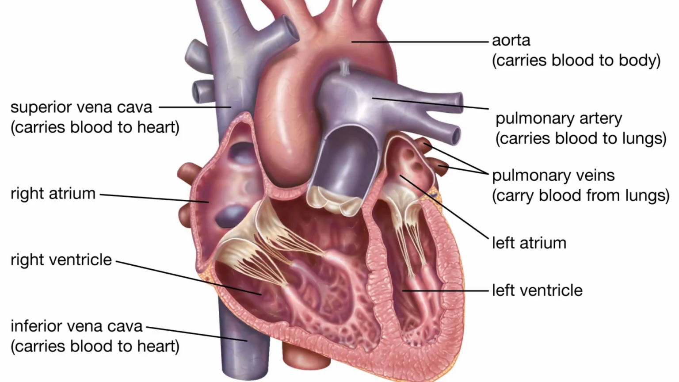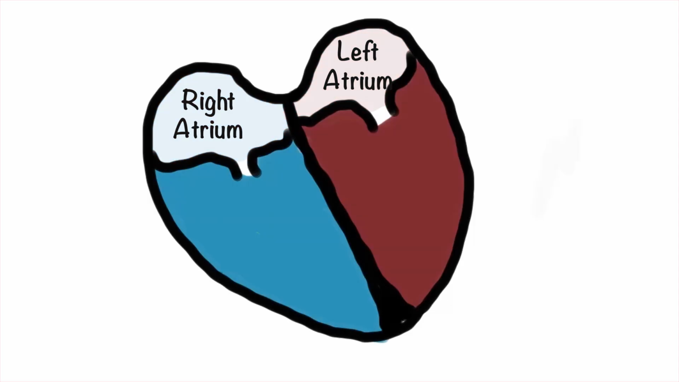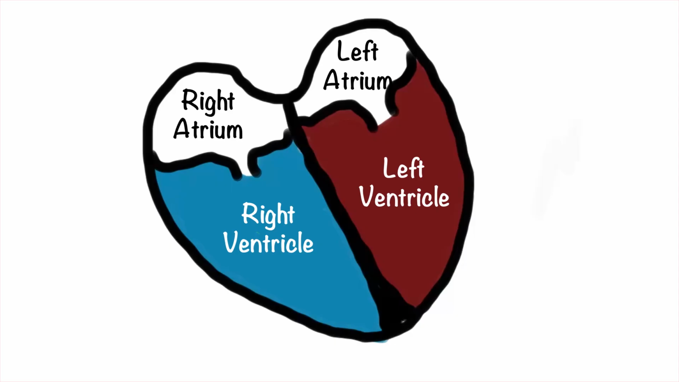This is a human heart. But since my artistic abilities are a bit limited, this is how I will represent the human heart. It is made up of 4 separate chambers. On the top are 2 small chambers known as the right and left atrium. Below each atrium is a ventricle, so we have 2 of those as well, called the right and left ventricles.